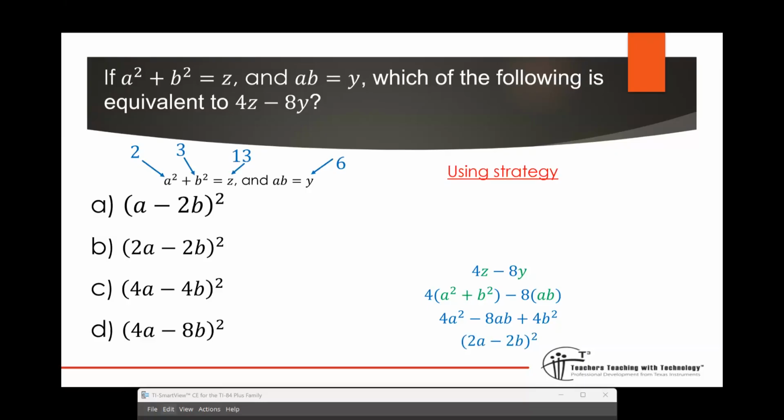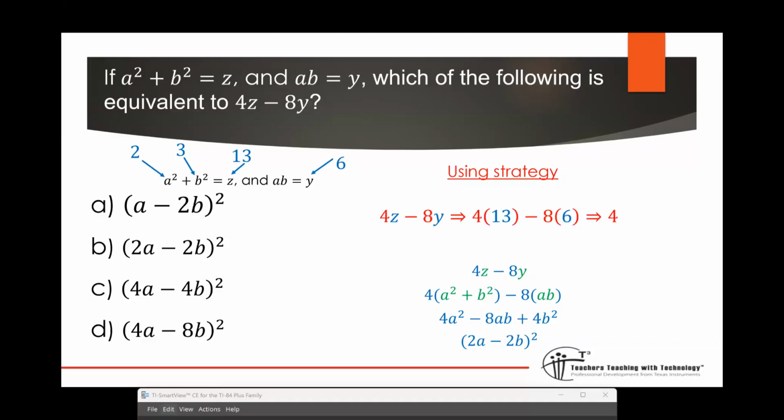So if I decide to let A equal 2 and B equal 3, well, that means we'd have 4 plus 9. So Z must be 13. Like Z has to be 13 based on what we did for A and B. And if A is 2 and B is 3, then AB is equal to 6. So the Y value is equal to 6. So we've got all of our variables figured out. Not too bad. Kids are pretty good with that.